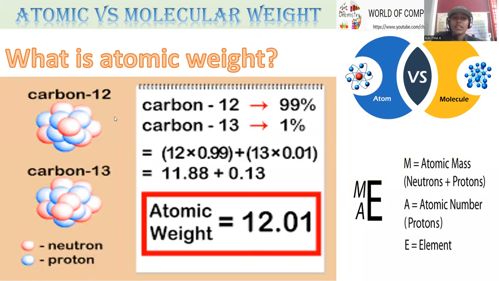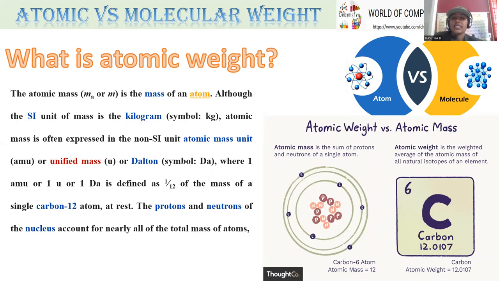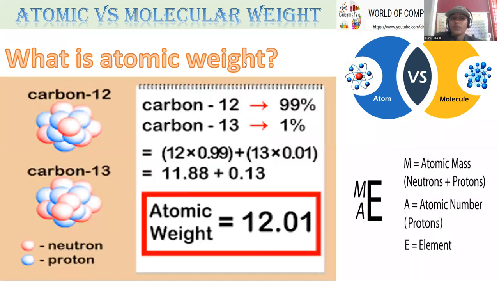There is a slight difference between atomic mass and atomic weight. Atomic mass is the sum of protons plus neutrons, but atomic weight also takes isotopic elements into consideration. For example, carbon is available in two isotopic forms, carbon-12 and carbon-13. Isotopes are found whenever there is a change in the number of neutrons. In carbon-12, the number of protons is 6 and the number of neutrons is also 6. Carbon-13 has a much lesser abundance, about 1%, but it is also taken into consideration.